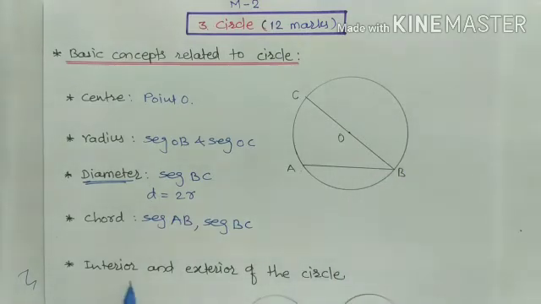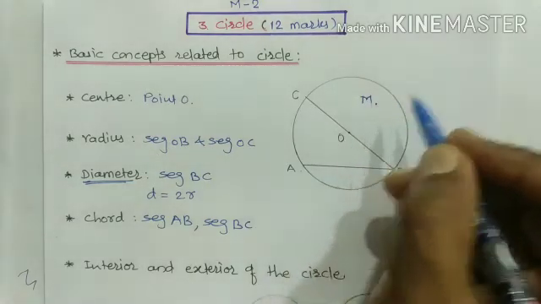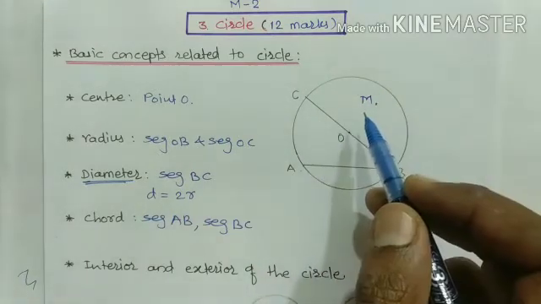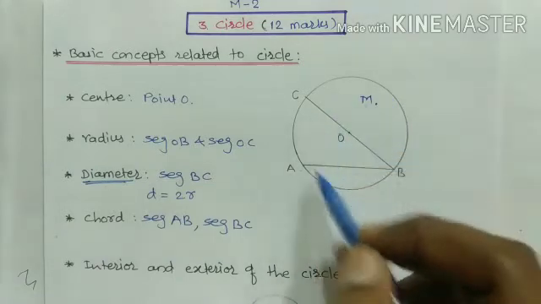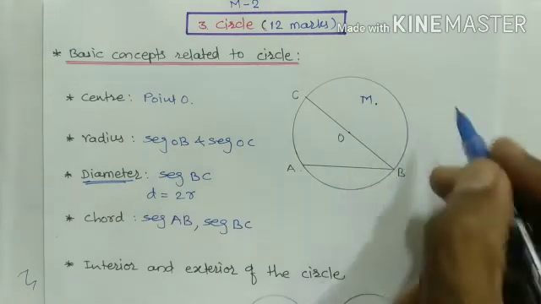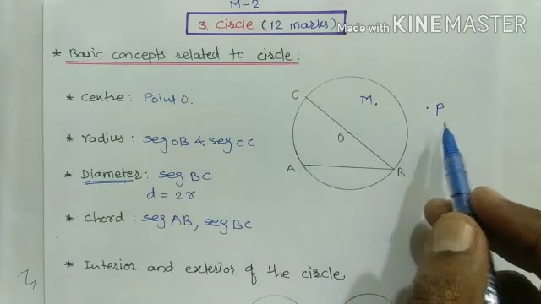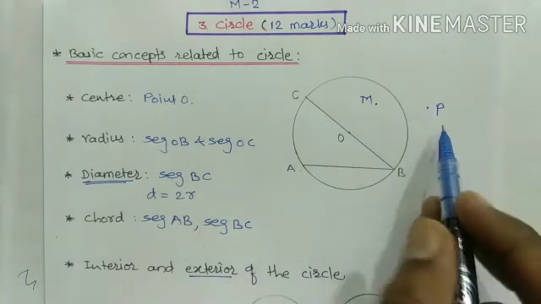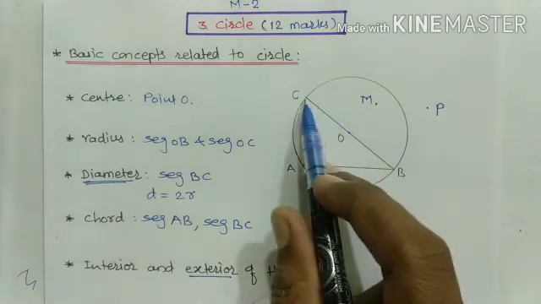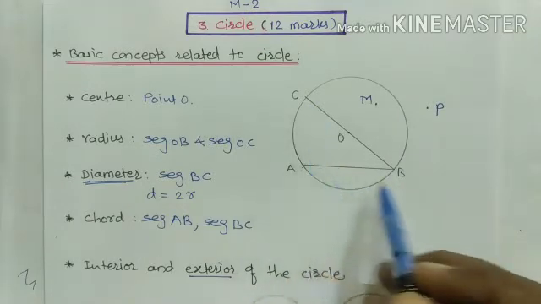Then interior and exterior of the circle. See, suppose this point is M. The point M is in the interior portion of the circle. Also point O is in the interior portion of the circle. And suppose this point P, in the figure, this point P is in the exterior of the circle. And these points, point A, B and point C, these points are on the circle. Which points are point A, B and C?